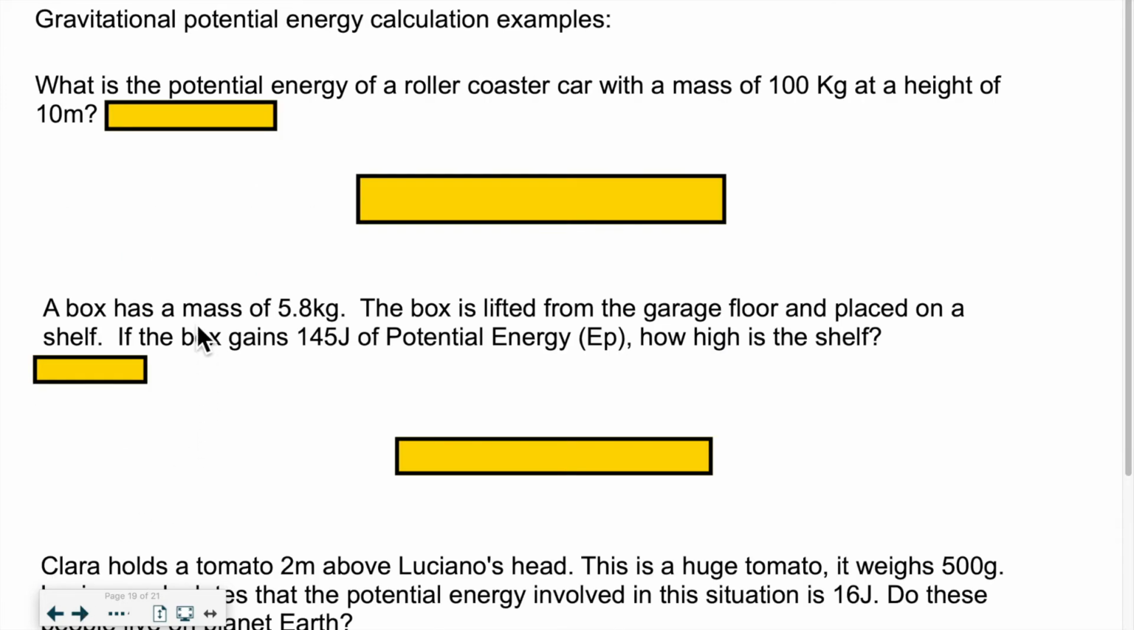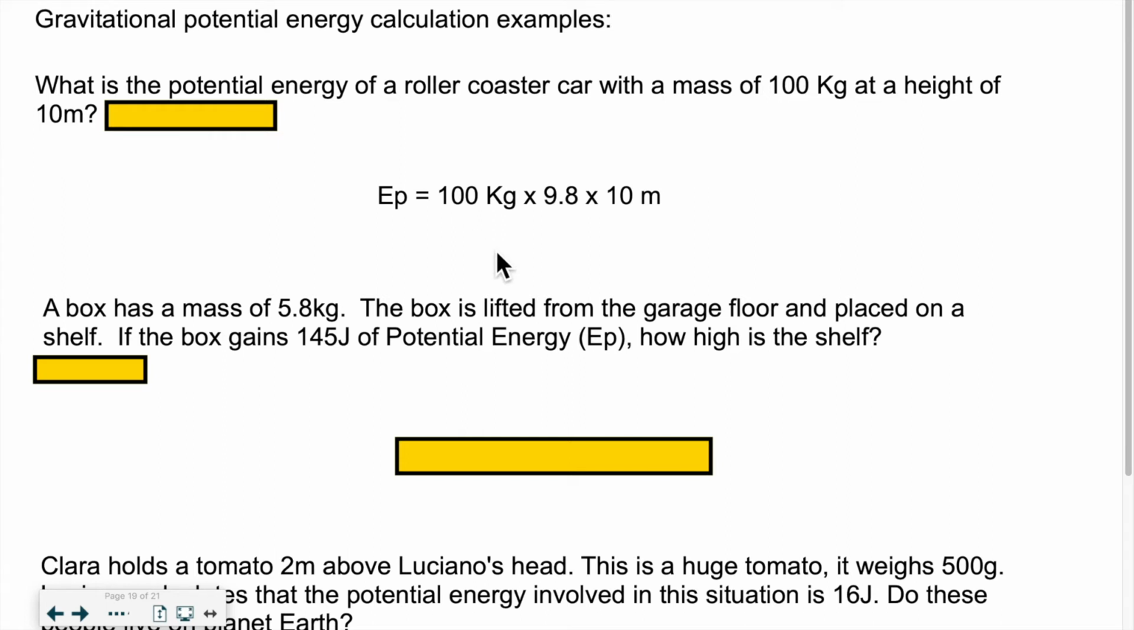First question. What is the potential energy of a roller coaster car with a mass of 100 kilograms at a height of 10 meters? Okay, so we have the mass, we have the height. We know this is obviously taking place on Earth, so we know that the gravitational pull is 9.8. So this would be the mathematical setup. Mass times gravity times height.